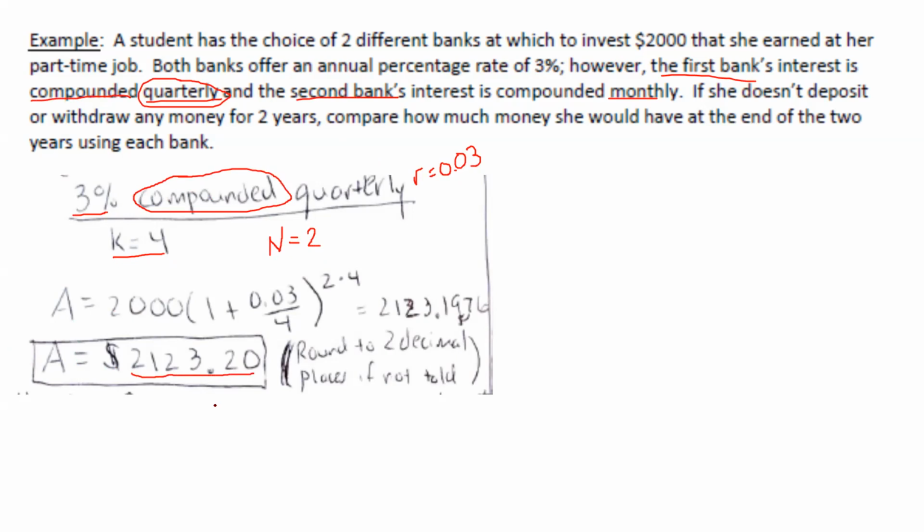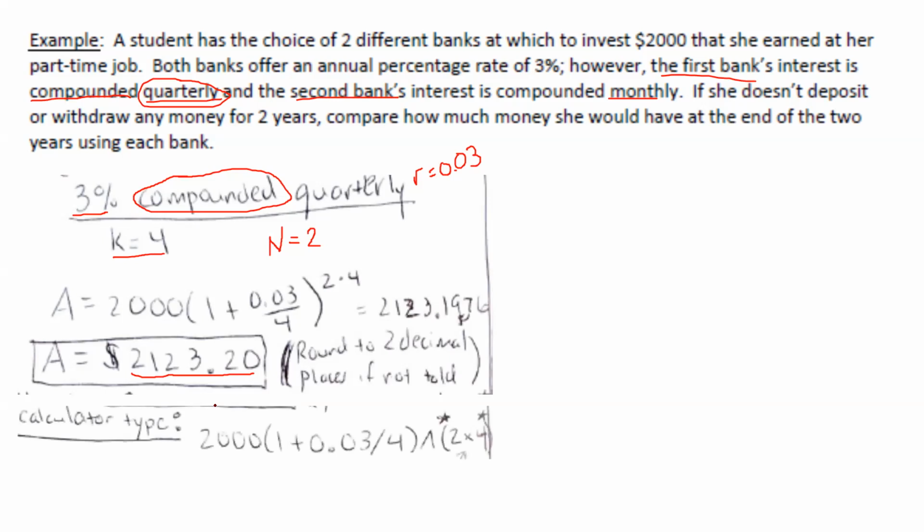Okay, round to two places if you're not told, simply by virtue of the fact that we're talking about money. So round to the nearest penny. In the calculator, this is what you would end up typing. You would do well to do the 2 times 4 first, and then just type that in as 8. And make sure you're using parentheses liberally.